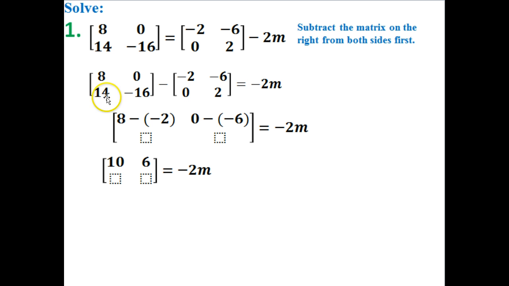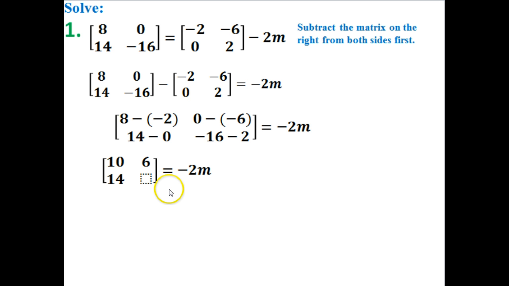Now let's go down here to the bottom left. I've got a 14 minus 0 in the bottom left over here, so I'm going to write my answer in the bottom left. 14 minus 0 is 14, so I'm going to write that right here in the bottom left. Then I've got my bottom right, negative 16 minus 2, and these are both in my bottom right, so I'm going to write that over here. Negative 16 minus 2 is negative 18. So you'll see that here.